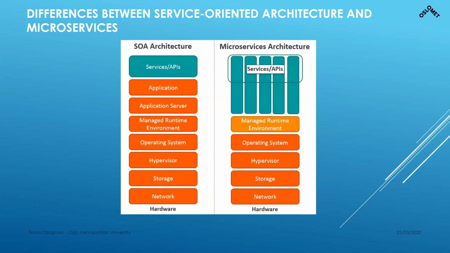So what are microservices? Everybody's talking about it. Everybody wants to do Kubernetes, but it's not simple. As you can see from this picture, the service-oriented architecture as a model has maintenance of application servers and the application per se. But the application and the application server in microservices are merged into the services and the APIs. So you don't really have full control over that.